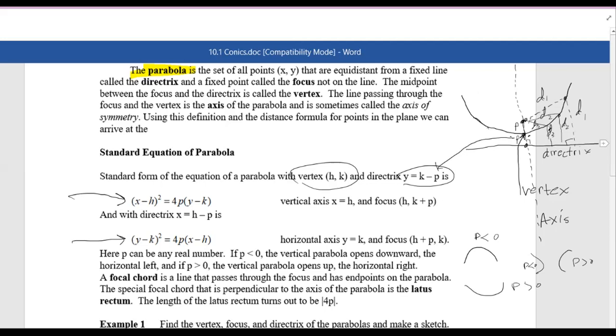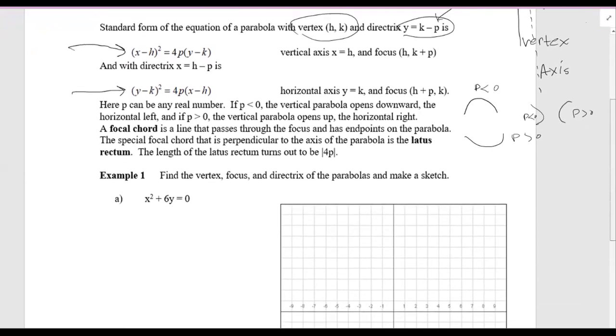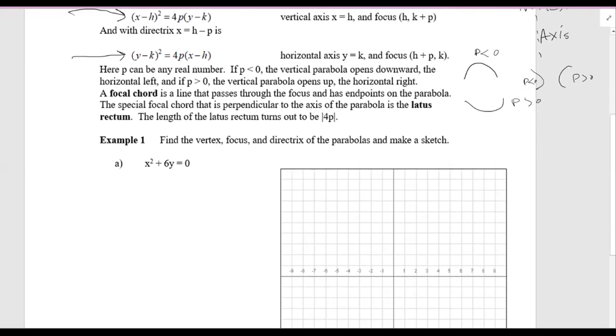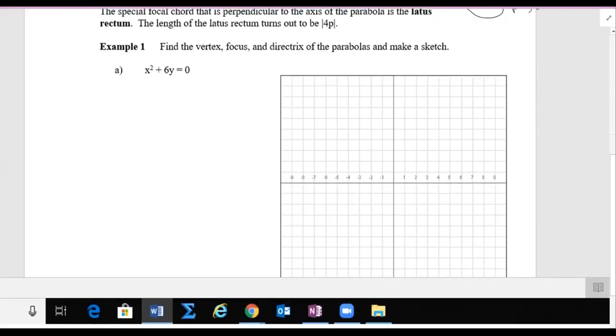Okay, and there's one other concept associated with this parabola, and I'll show you that when we get to it in this problem here, once we have a little bit of a sketch in front of us. So here's a typical problem. Let's find the vertex, the focus, and the directrix for this parabola here. So let's work on that.